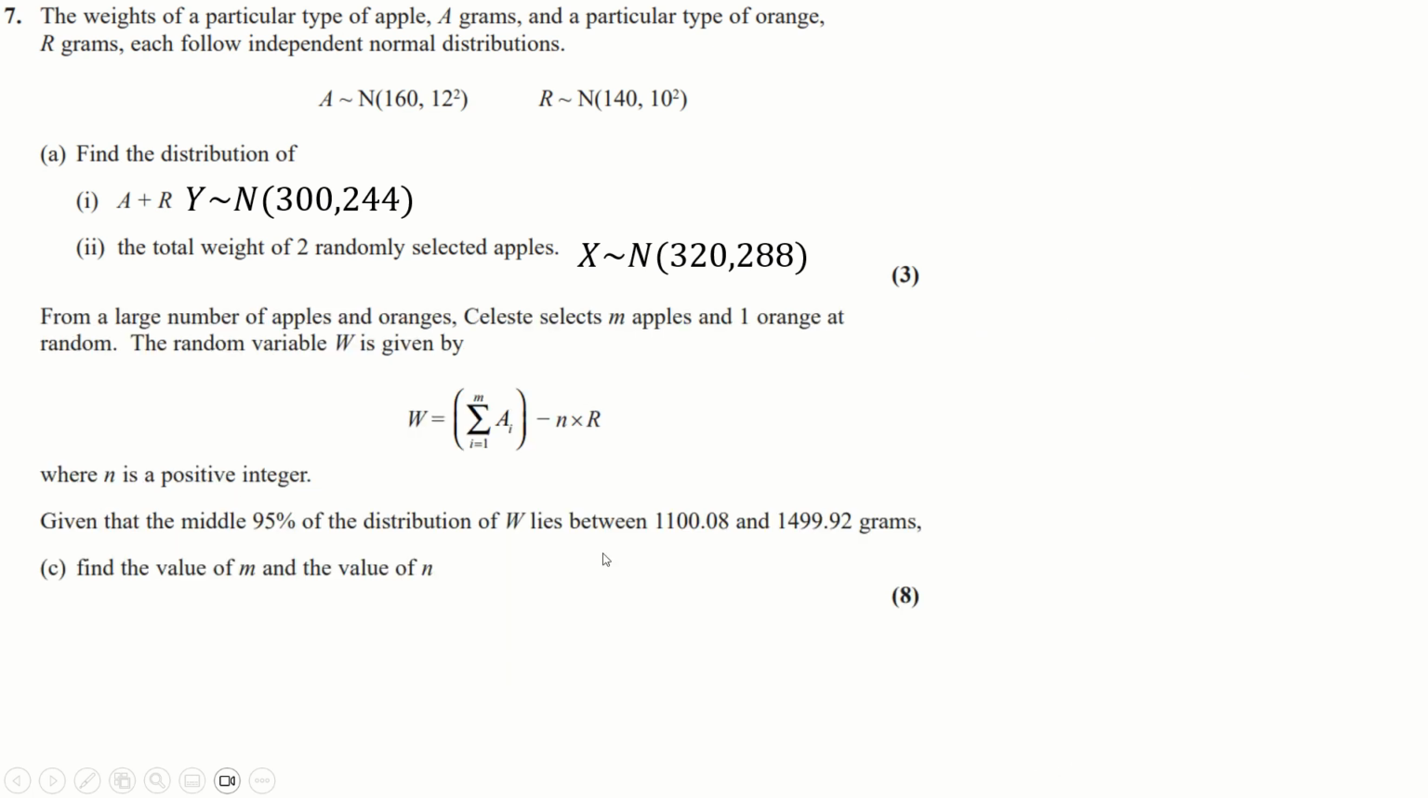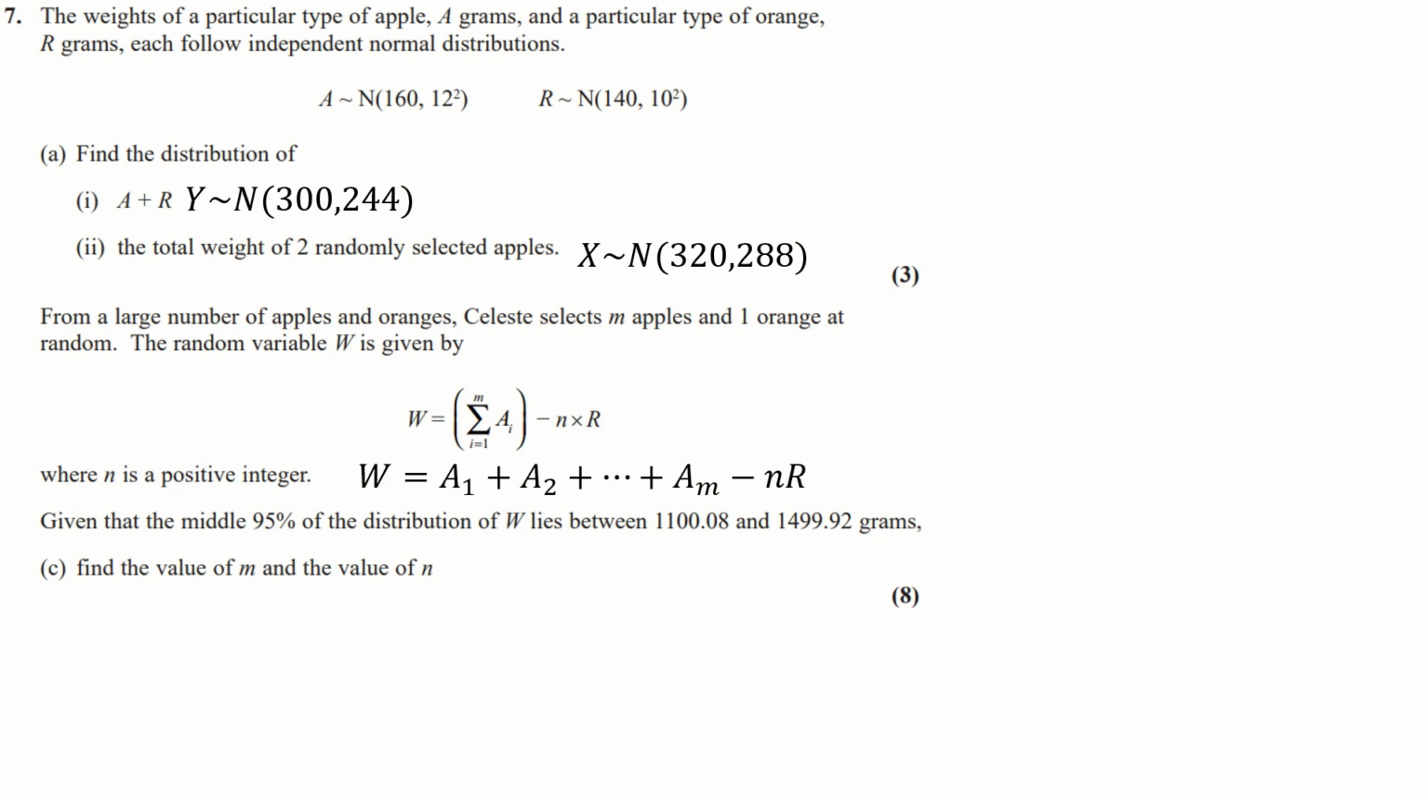The very last thing that we have to do in here then is that this person is selecting M apples and 1 orange, and they're doing this to it. And we need to find, well, they've given us the confidence interval to a 95% thing, and we need to find M and N. So we're going to do some actual proper maths right at the very end of this, but we need to set it up first.